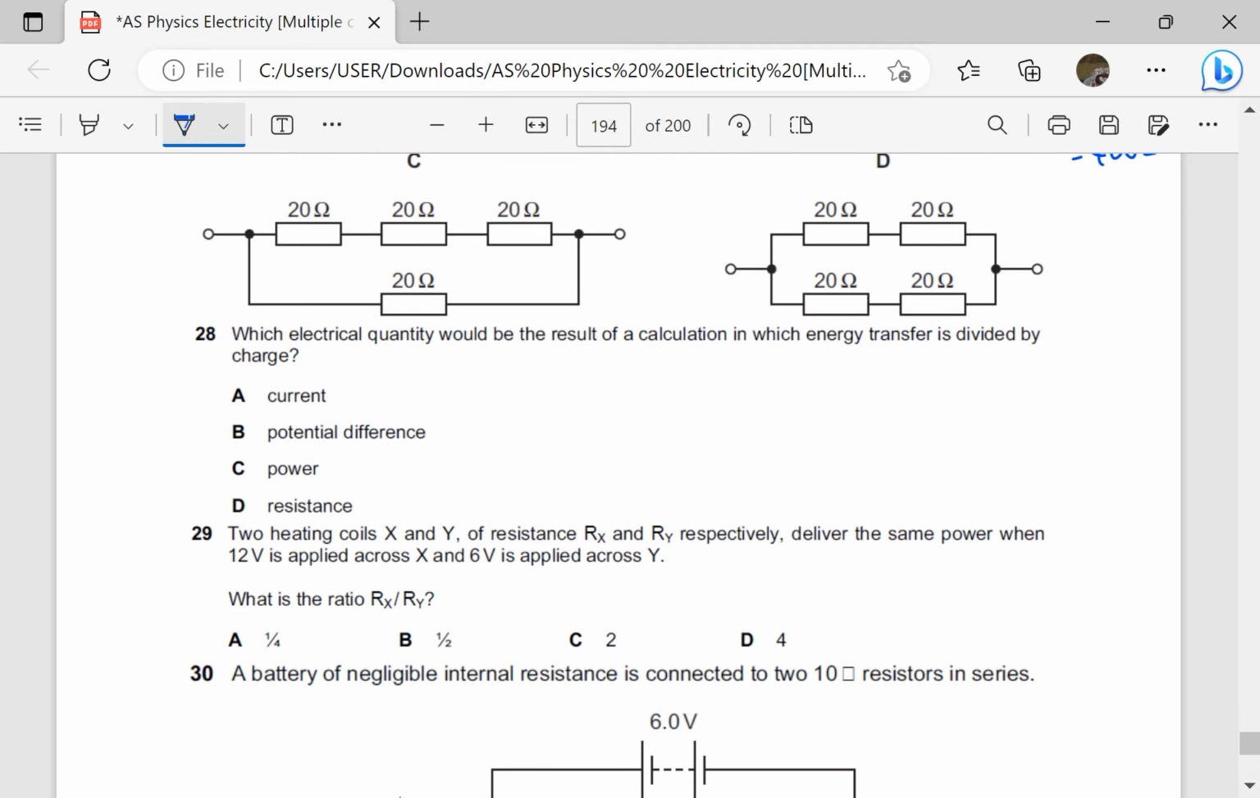Which electrical quantity would be the result of a calculation in which energy is divided by charge? That is either EMF or potential difference. So the answer is going to be B.